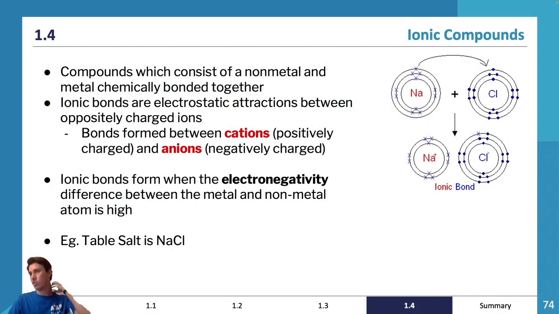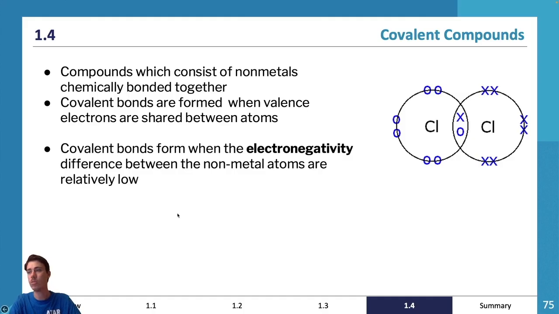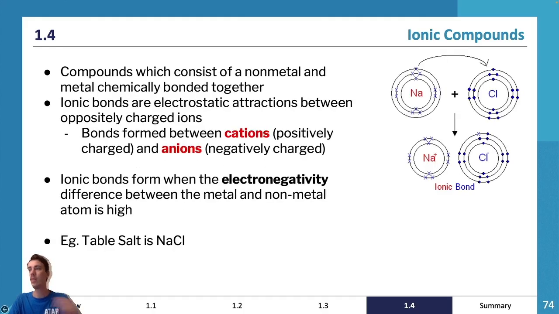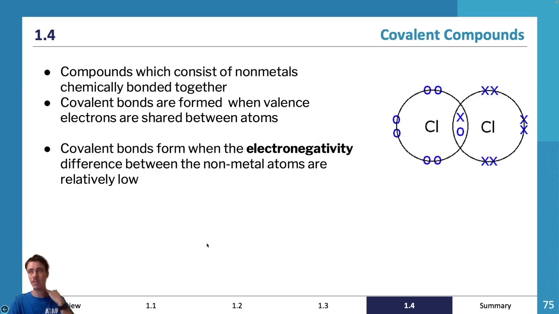So compounds which consist of non-metals and metal will bond together by ionic bonds. Essentially, as you can see here, you've got a spare one here, doesn't want it, so it gives it over there, and that's an ionic bond. These form between cations, which are positively charged ions, and anions, which are negatively charged ions. Ionic bonds form when electronegativity differences are very different, and you get this table salt example of NaCl.